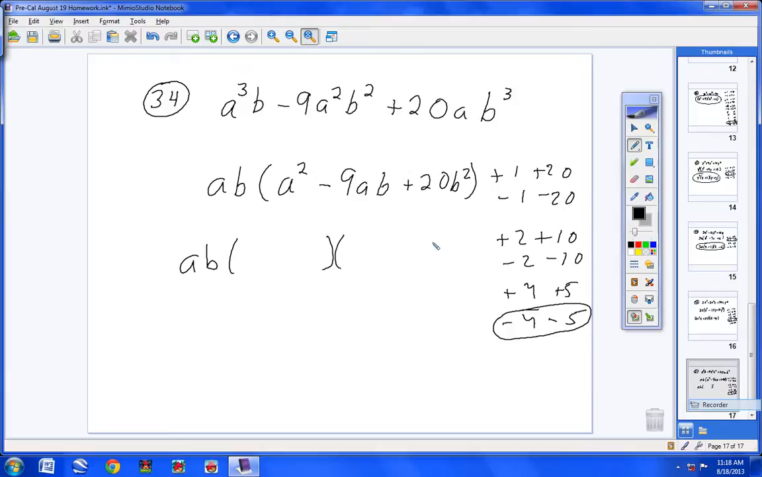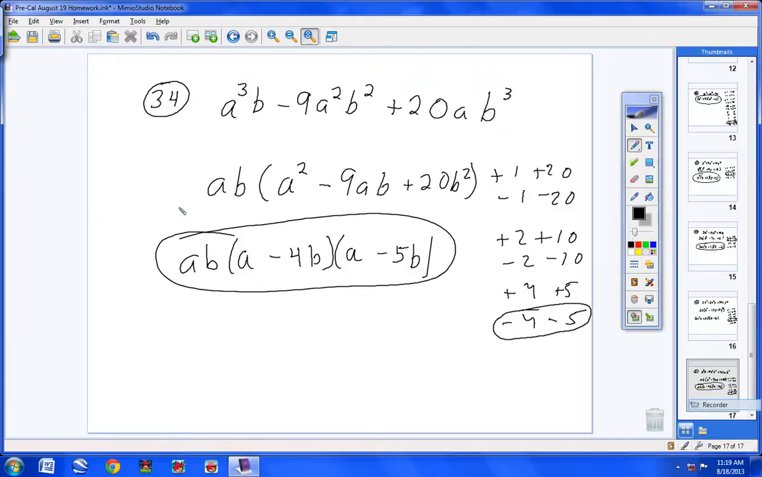And now let's see what we're going to have. My first term's a squared right here. So I'm going to put a and a. My last term is b squared, so I'm going to put a b and a b, and then there's a 20 right here, 20b squared. So for the 20, I'm going to use a negative 4 and a negative 5. All right, so there we go. And that is the correct factorization for this polynomial up here.